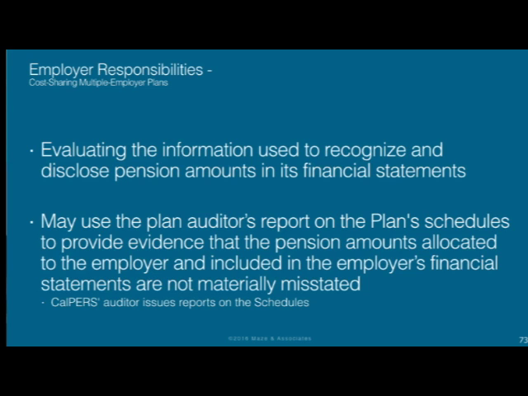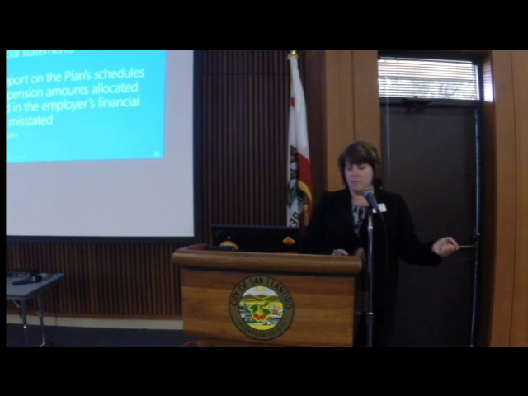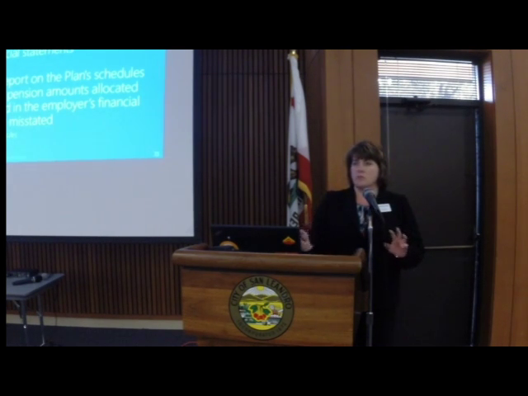Then you may use the plan auditor's report on the plan's schedules. What does that mean? There are two schedules that the plan's auditors can opine on, or provide an opinion on. Those are the schedule of employer allocations, which are the percentages that you use to calculate your share of the pool as a whole, and the other is collective pension amounts. The plan in total, they're going to issue an opinion on the collective, or the grand total, of the pension amounts spread out or allocated by participant. And so those two, that's why you're able to take those reports and use them to provide the information for your own financial statements. Okay.